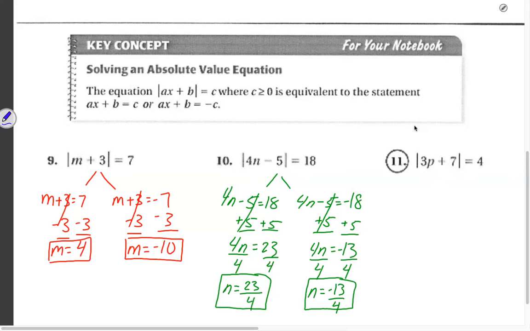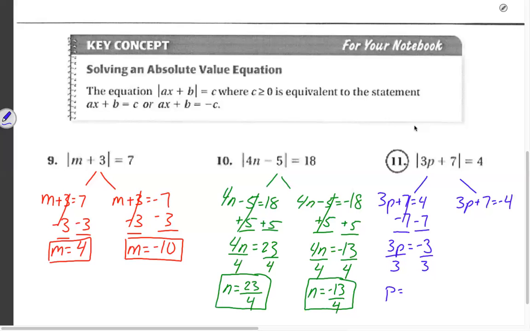Now, number 11, I don't know why they circled it. But I'm going to break that apart into 3p plus 7 equals 4 and 3p plus 7 equals -4. Go ahead and start out by subtracting 7. So we have 3p equals -3. And then I'm going to divide by 3. And I get p equals -1. And on the right-hand side, I'm going to subtract 7. That gives me 3p equals -11. Divide by 3, and we get p equals -11 thirds.